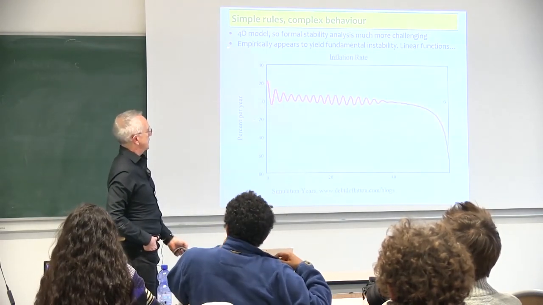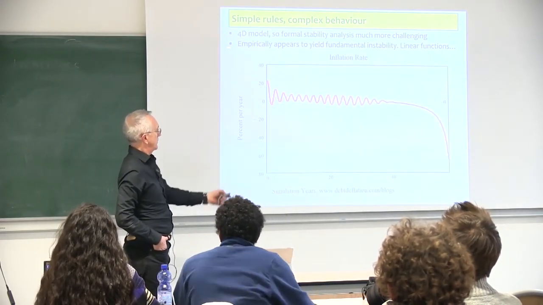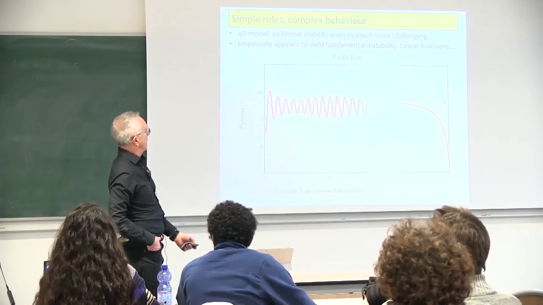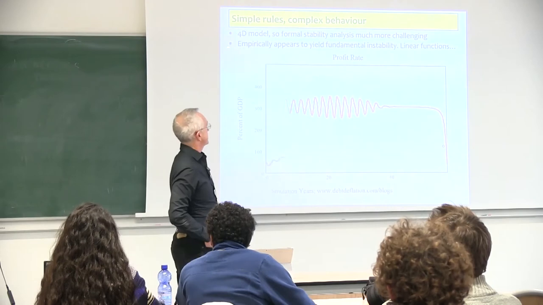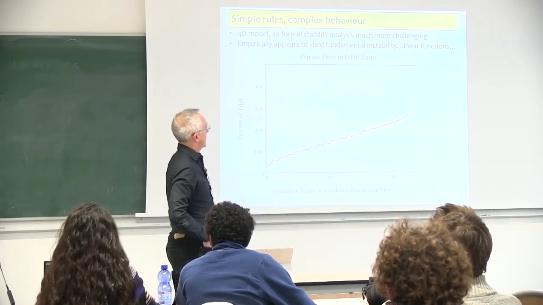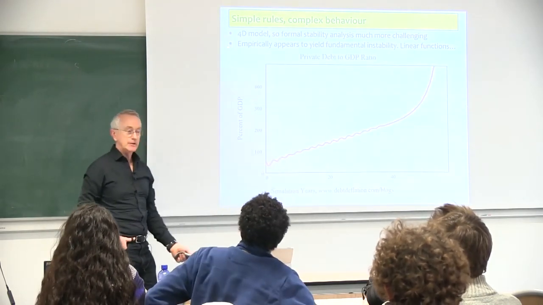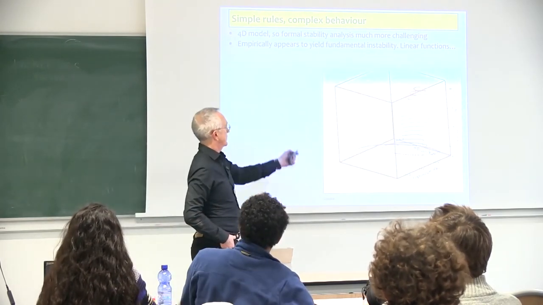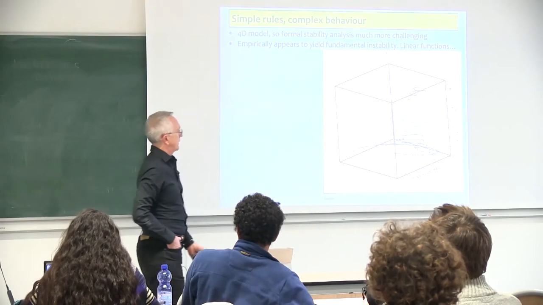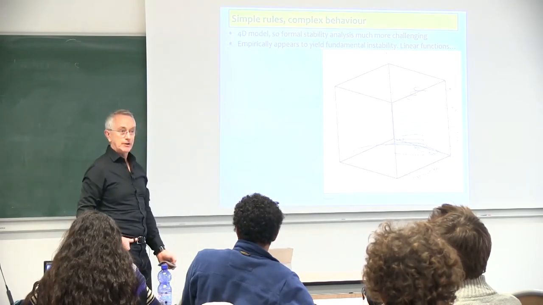The same thing for the inflation rate. This is a linear model, by the way, so that's why inflation gets to be so low. The profit rate, same story. Capitalists are the last ones to know. And this rising level of private debt to GDP, which again is ignored by the mainstream. And graphing it in three dimensions, which shows in the vertical axis the private debt ratio. Those are the linear dynamics.